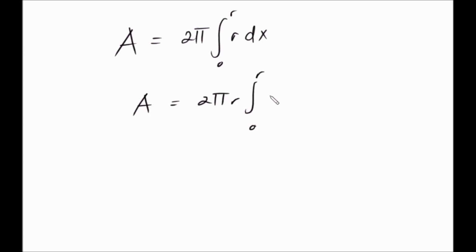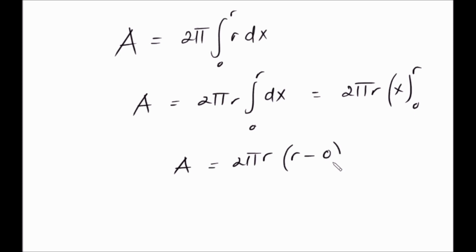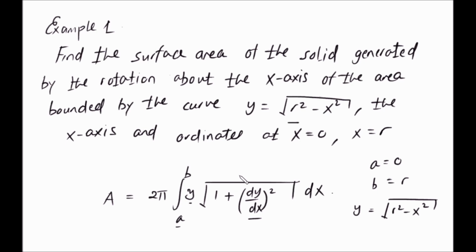Then you integrate from 0 to r dx. If you integrate dx, you only get x. That's going to be 2 pi r x from 0 to r. Ingiza hizi limits of integration. Unapata area sasa na 2 pi r. So we have r minus 0. So r minus 0 ni r. Kwa hiyo ni 2 pi r times r. 2 pi r times r nini? 2 pi r squared. Kwa hiyo jibu la swali letu here, area ni nini sasa? Surface area. Surface area ni 2 pi r squared.